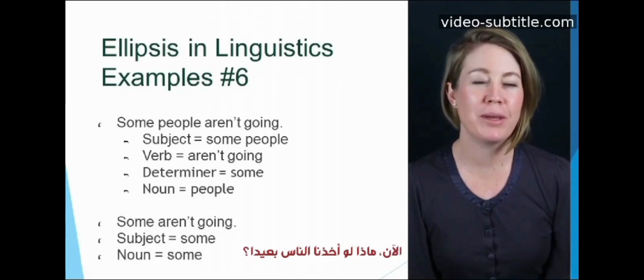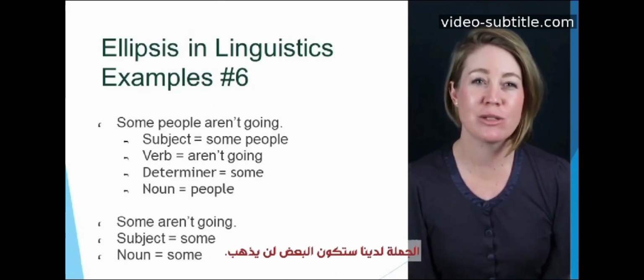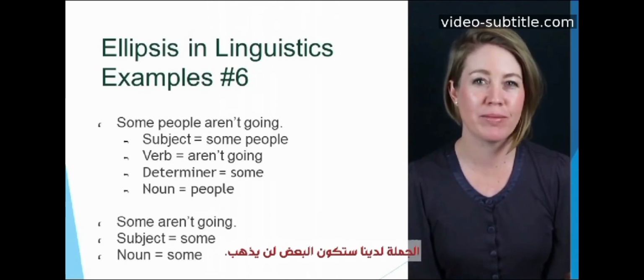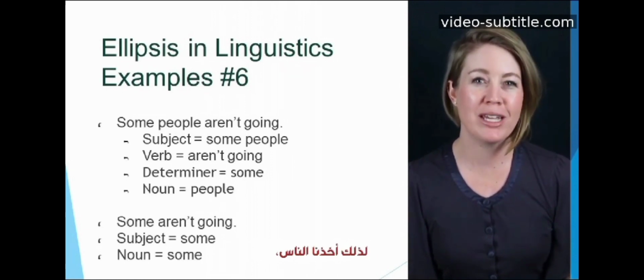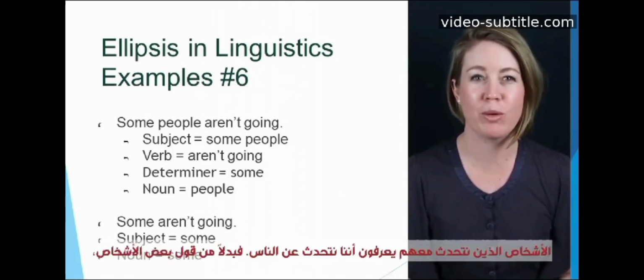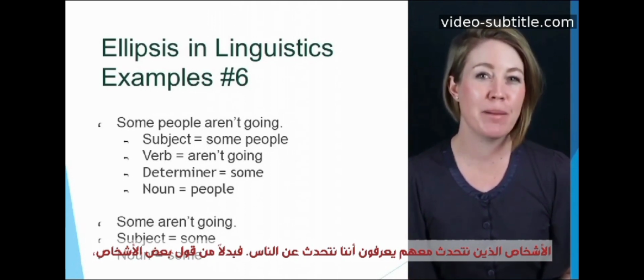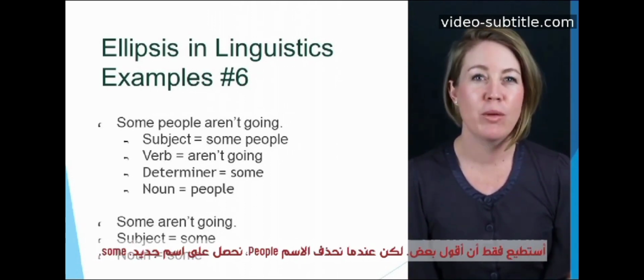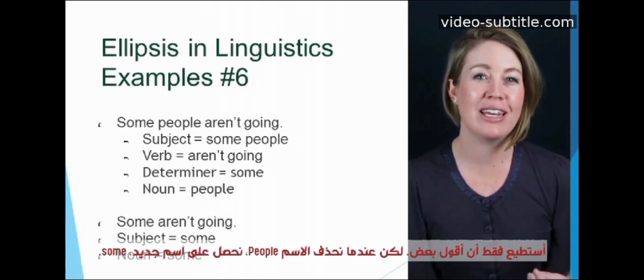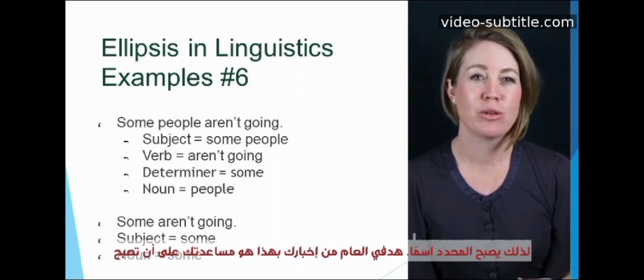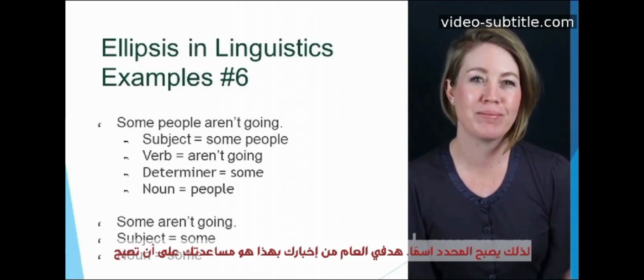Awesome. Now, what if we took people away? Our sentence would be some aren't going. So we took away people, and we can do this in a context where the people we're talking to know that we're talking about people. So instead of saying some people, I can just say some. But when we take away the noun people, we have a new noun, some. So our determiner becomes a noun.